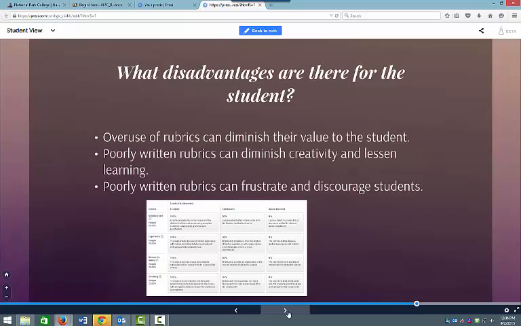Poorly written rubrics can diminish creativity and lessen the learning. We talked about that last week in Module 2. And also poorly written rubrics can frustrate and discourage students.